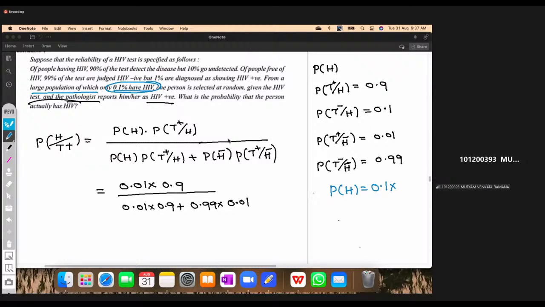Yes, somebody is raising the hand. Let me just, where is he? Yes, Shashivardhan. Sir, it is 0.001, no, sir. 0.001. Yes, where, sir. 0.1% has HIV, no, sir.